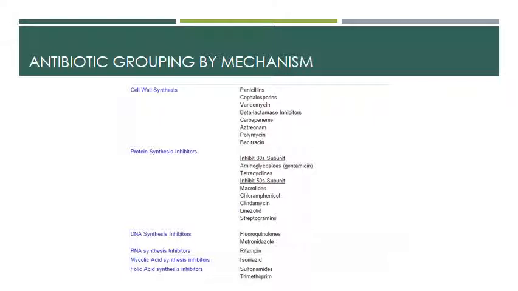Okay. And then this is just another chart that groups the antibiotics by mechanism of action. So how do they work? The antibiotics that target cell wall synthesis, protein synthesis, and so on down the line. You've seen this before, but just as a reminder for you to have it. Read it, you need it.